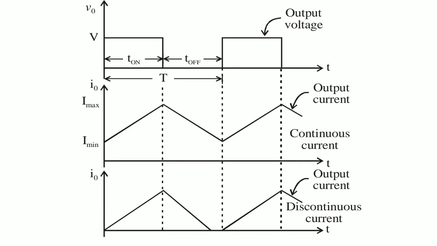So as soon as there is T on period, the current rises from I minimum to I maximum. At point I maximum, the SCR will be turned off, or the chopper will be turned off. At that point, the current will decrease to I minimum. Again we turn on the SCR, or the chopper, and the current will rise again to I maximum.